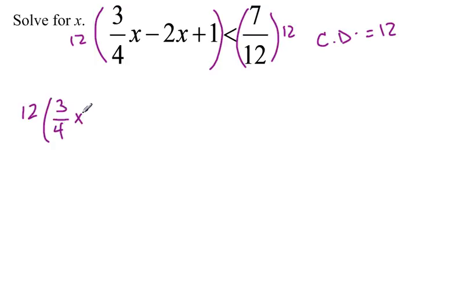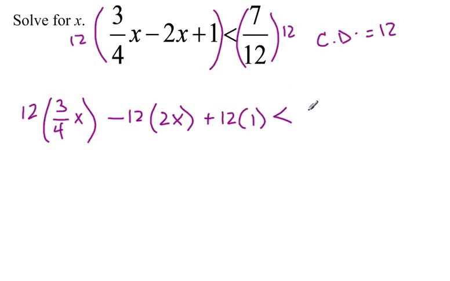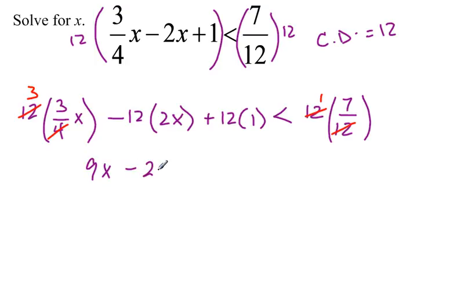So 12 times 3/4 x minus, I'm going to keep the minus out here, 12 times 2x plus 12 times 1. I do have a less than symbol, so I just keep writing the less than, and 12 times 7 over 12. Next, I do my canceling. 4 goes into 12 3 times, and here 12 goes into 12 1 time. So we're ready. 3 times 3, 9x, minus 12 times 2, 24x, plus 12 is less than 7.